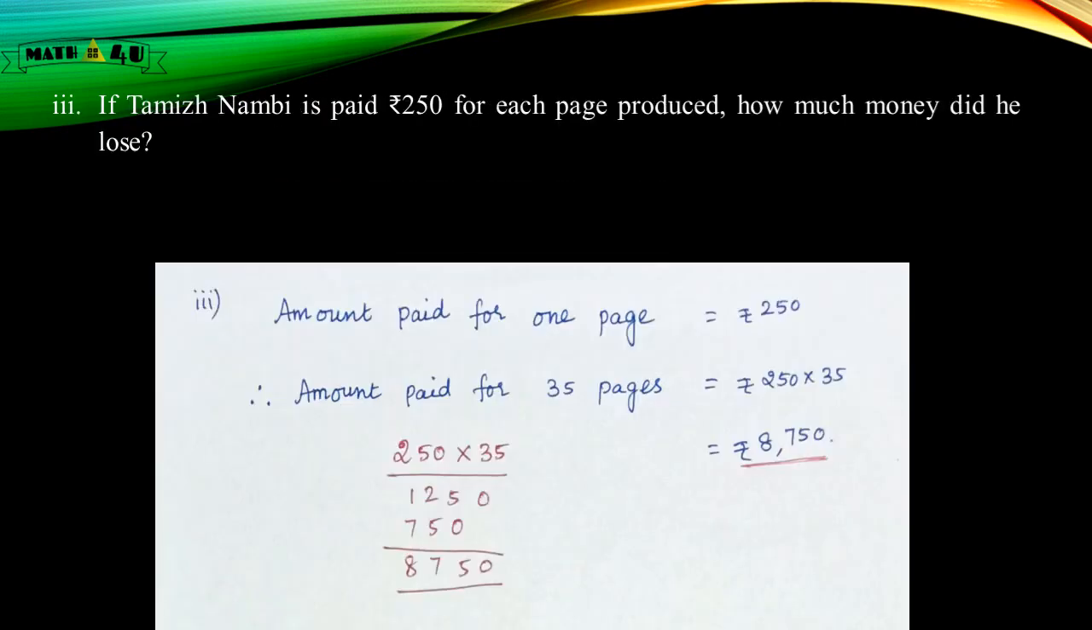If Tamil Nambi is paid rupees 250 for each page produced, how much money did he lose? Amount paid for one page is equal to rupees 250. Therefore, amount paid for 35 pages will be equal to rupees 250 into 35. That is equal to rupees 8,750.